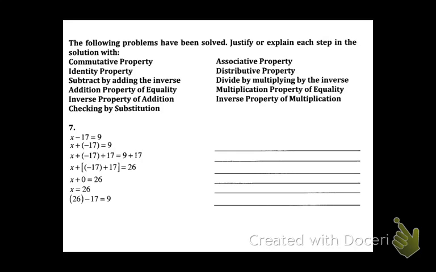I'm going to do problem number 7 from the review worksheet, an example of justifying a solution to an equation. Step number 1 is the given problem, x minus 17 equals 9. Step number 2 is just changing a subtraction problem into an addition problem by adding the inverse of minus 17, adding the inverse negative 17.